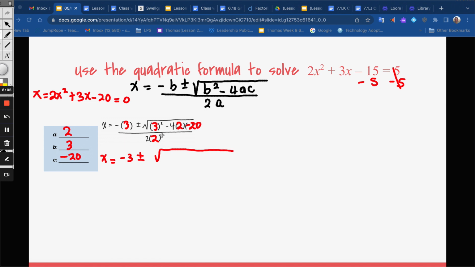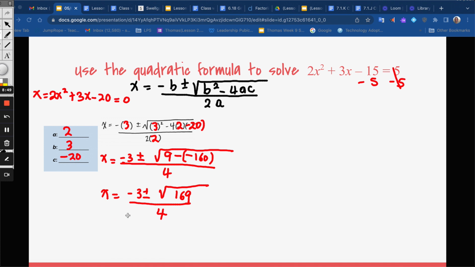What is 3 squared? We want to do the exponents first. So 3 squared is 9 minus 4 times 2, that's 8. 8 times a negative 20 is going to be a negative 160. So 9 plus 160. Ooh, this one ends up having a perfect square over 4. x is equal to negative 3 plus or minus the square root of 169 over 4.